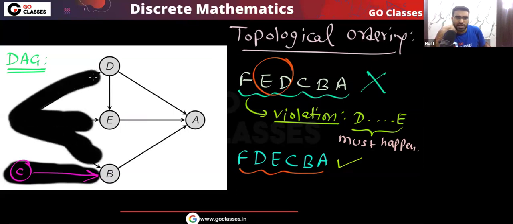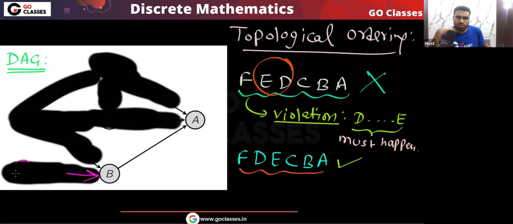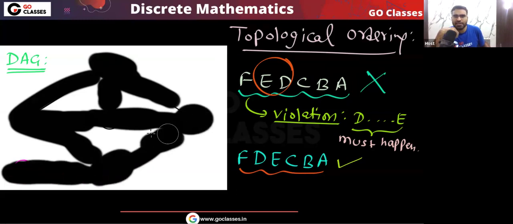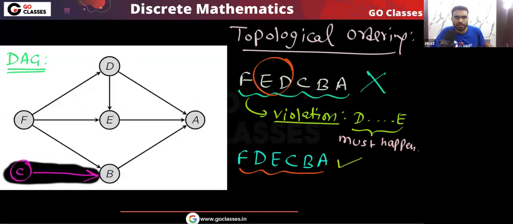Now I am deleting F. Now can I take D? Yes, I can take D. Now delete D. Now can I take E? Yes, there is no incoming edge, so I can take E. Now can I take C? Yes, I can take C because there is no incoming edge in C. Now can I take B? Yes. Then can I take A? Yes. Did you understand? Please let me know. So yes, this is a topological order.